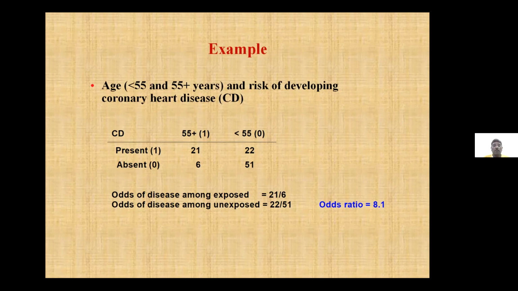So the odds of disease among the exposed is what? Who is exposed? Among the exposed it is 21/6, and the odds of disease among the unexposed is this. So the odds ratio is the ratio of these two, which is 8.1. That means in comparison with the people whose age is less than 55, coronary heart disease is 8 times more likely in the persons whose age is more than 55.